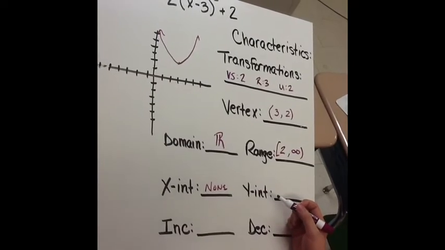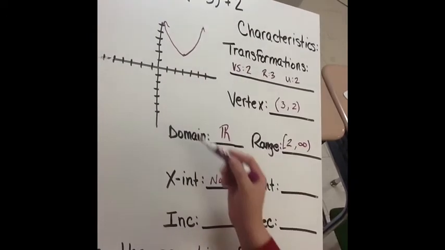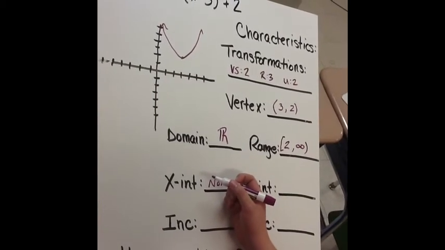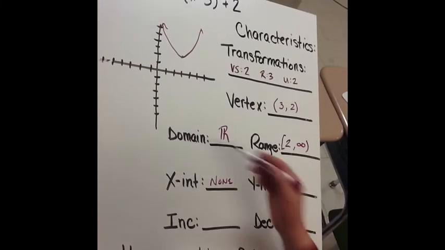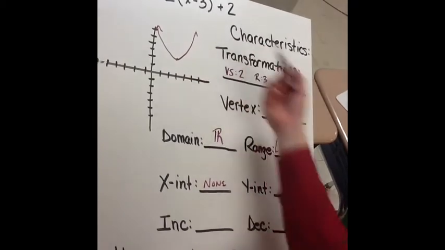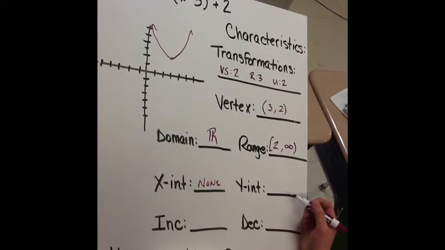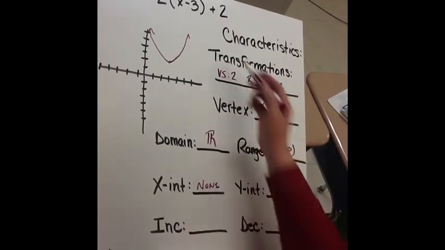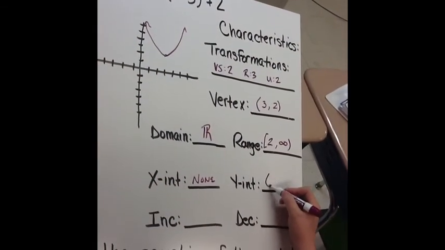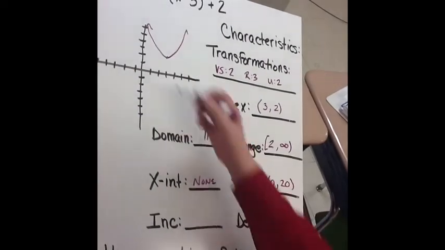Our y-intercept, all we have to do is take our x here and plug in a value. Actually, doing it on the calculator would be a little bit easier, but we could plug in for our y-intercept. Our y-intercept is where our x value is going to be 0, so we plug in a 0 here. So 0 minus 3 is negative 3. Negative 3 squared is going to be 9. 9 times 2 is 18, and then add 2 to 18, we get 20. So our y-intercept is going to be (0, 20). Remember, we get the 0 from plugging in our x value where it crosses the y-axis.